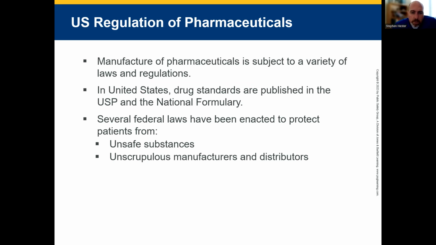So manufacturers of pharmaceuticals are subject to a variety of laws, legislation, and regulations. So in the United States, drug standards are published in the USP and the National Formulary. This is intended to help protect the consumers. It prohibits manufacturers from making false claims about the benefits of the drugs. It prohibits companies from advising patients on the administration of the drugs. It requires manufacturers to publish information on the side effects and the known potential harmful effects of the drug. So the standards outline that drugs produced by different manufacturers are to be uniform in strength and purity.